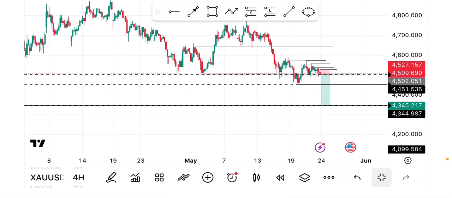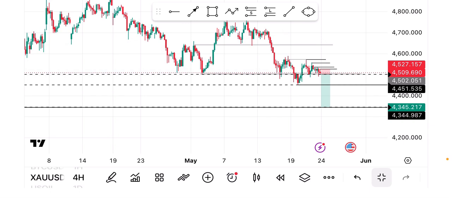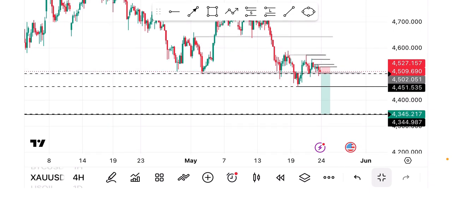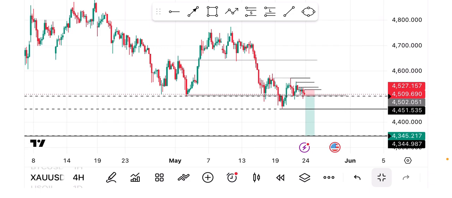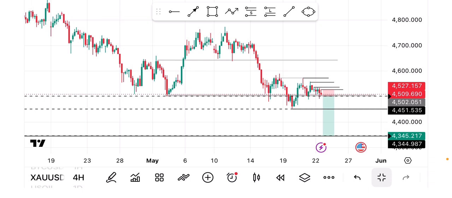So it is currently the 23rd of May 2026, and I'm gonna be analyzing gold. I know it's been a while since I did this. I've just been very preoccupied with a lot of things. So without further ado, let's get into it.